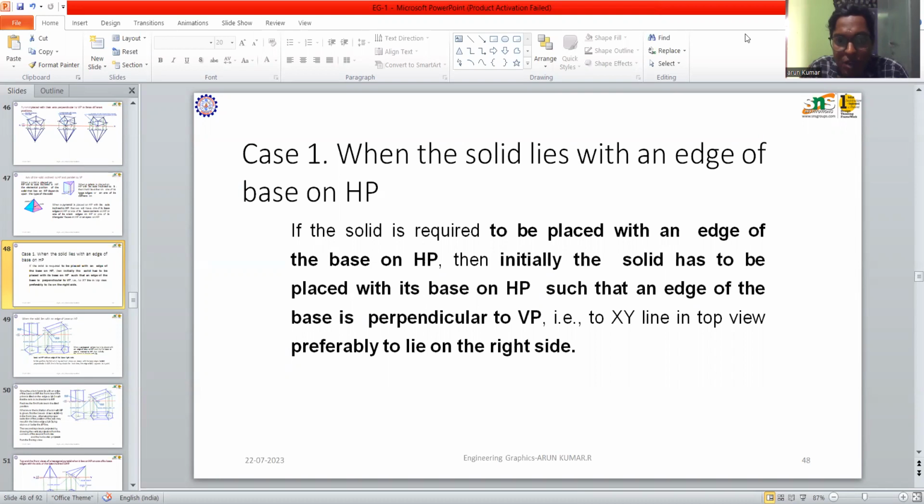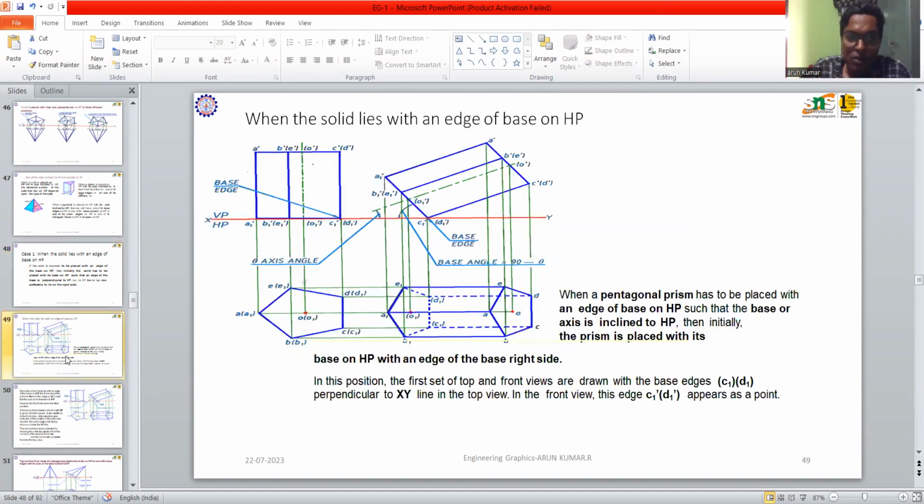If the solid is required to be placed with an edge of the base on the HP, then initially the solid has to be placed with the base on the HP, such that an edge of the base is perpendicular to the VP. For example, the XY line lies in the top view, preferably on the right side view. We see one example, a pentagonal prism, which lies with its base on the HP, and the axis is inclined to the HP.